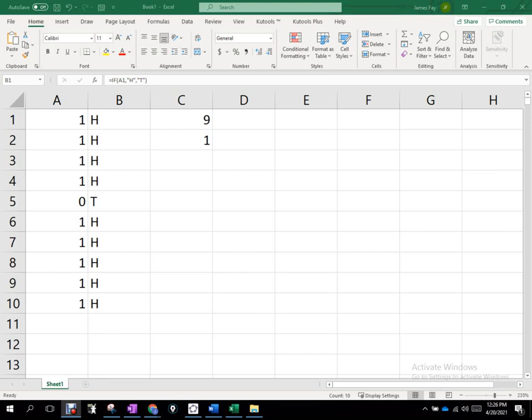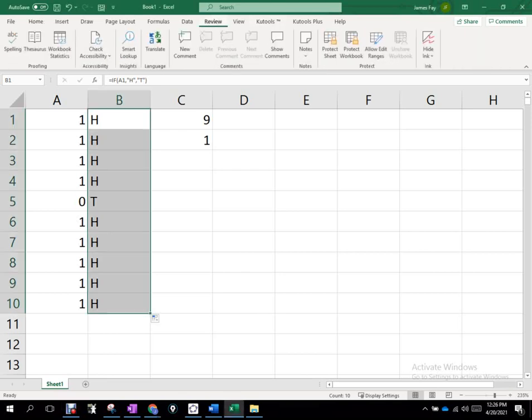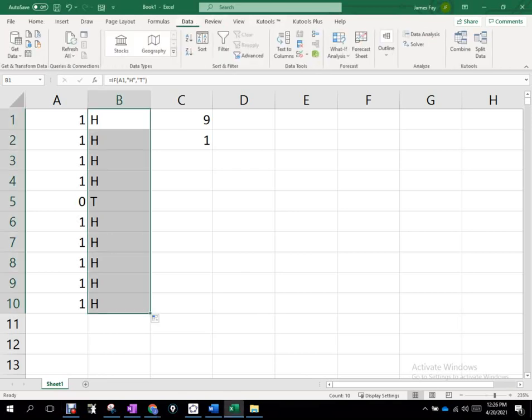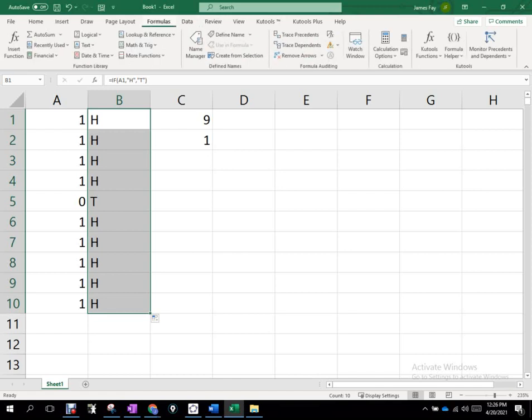Does it make sense? So what we've done here was we flipped the coin 10 times. We got 9 heads and 1 tail. Okay? That's experimental probability. We should expect 5 to 5, right? Okay? But we don't. We get 9 and 1. Now, I forget where it's at, but there's a button here to recalculate. Calculation options.